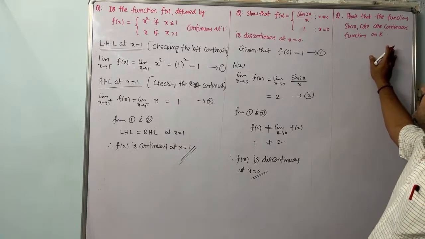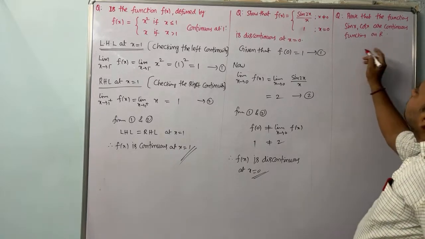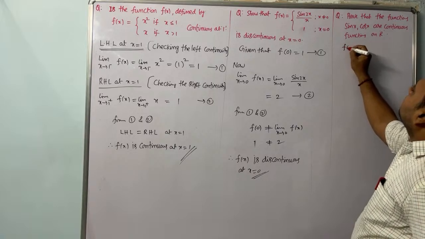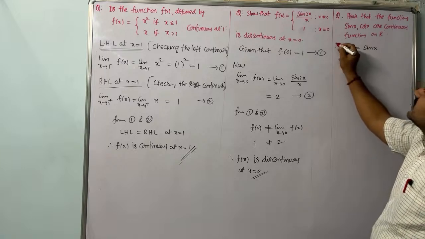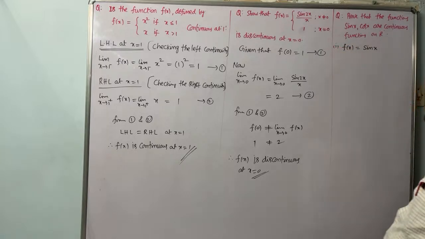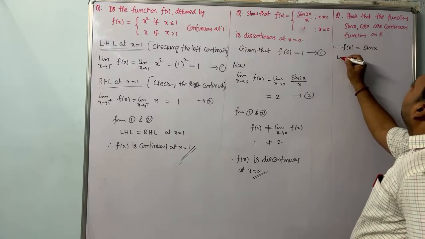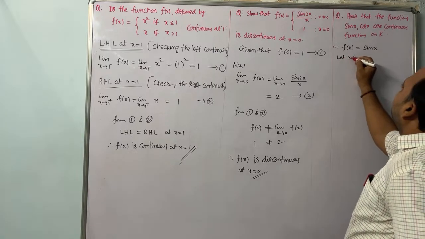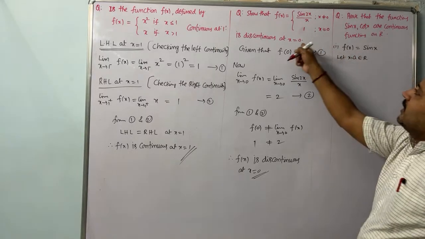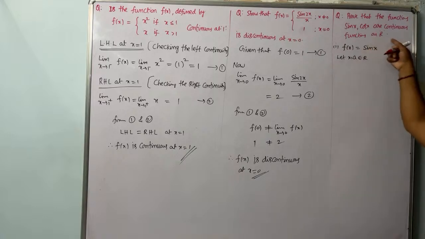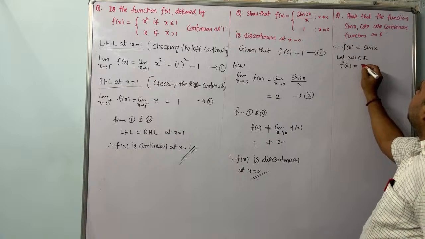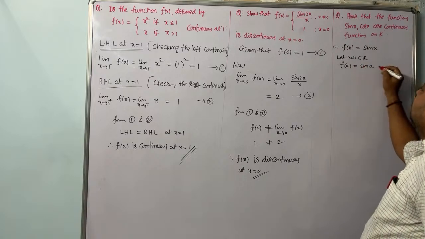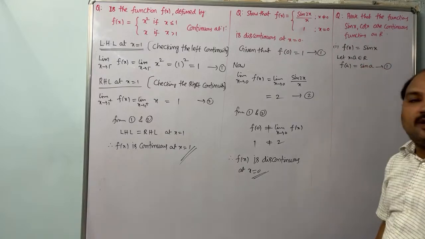Prove that the functions sin x and cos x are continuous. Let f of x is equal to sin x. So first case I am taking. Let x is equal to a belong to R, the real numbers, they are asking on R. X is equal to a I am taking. Calculate f of a. f of a is equal to sin a. Keep that as equation number 1.